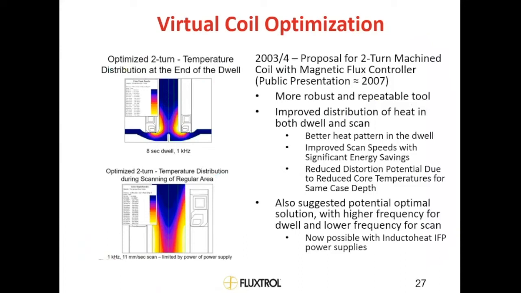It also suggested the potential optimal solution with higher frequency for the dwell and lower frequency for the scan, which now is actually possible. At that time, it wasn't implementable. But new machines such as Inductoheat IFP, power supplies, and there's some others now that have more flexibility out there where we can actually implement this in the process and further improve the performance and productivity of axial hardening machines. And that might lead to different optimal designs.